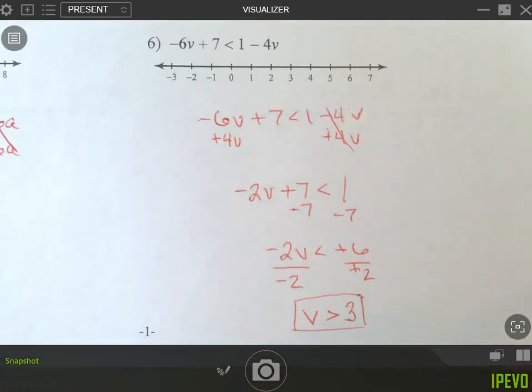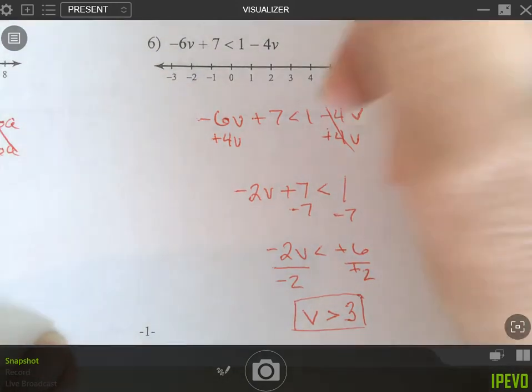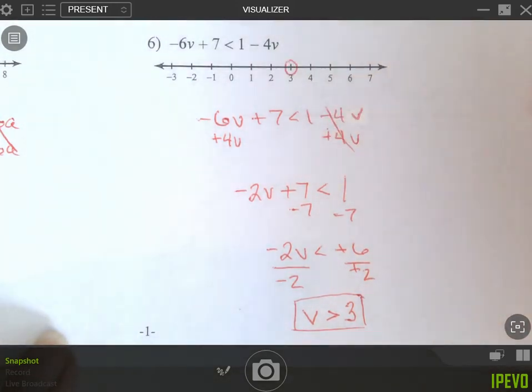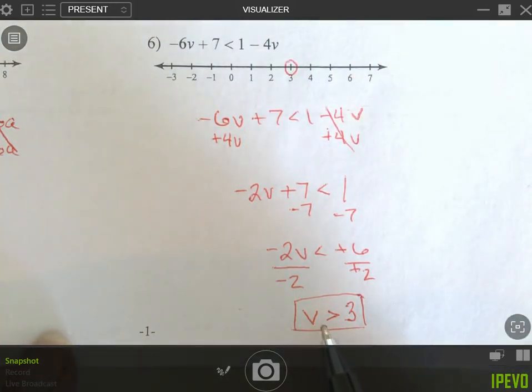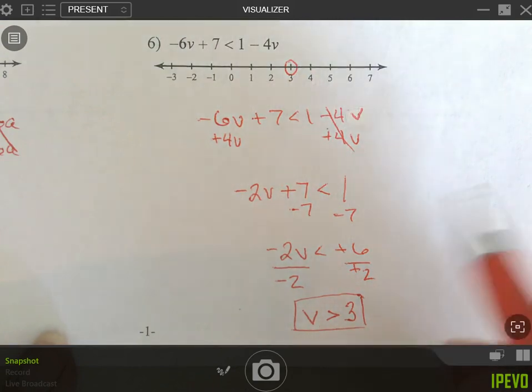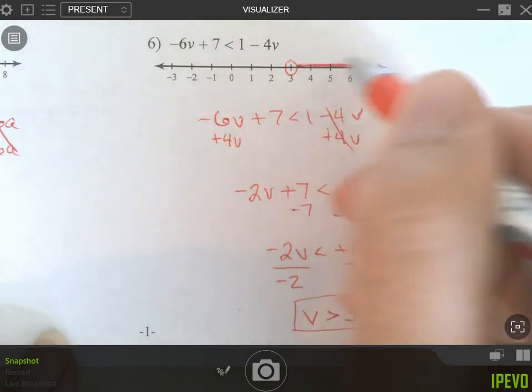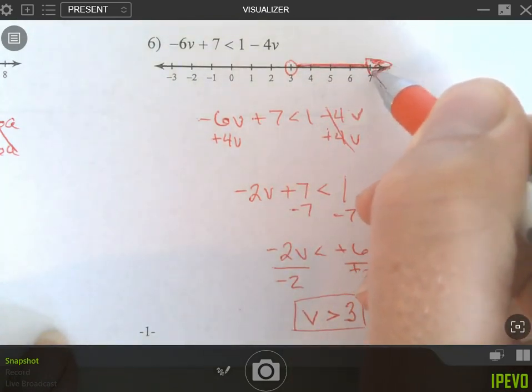All right, open or close circle? Open. Yeah, you're right, open. And then which way are we shading? Greater than 3. Right. Greater than is going to go to the right. You are correct.